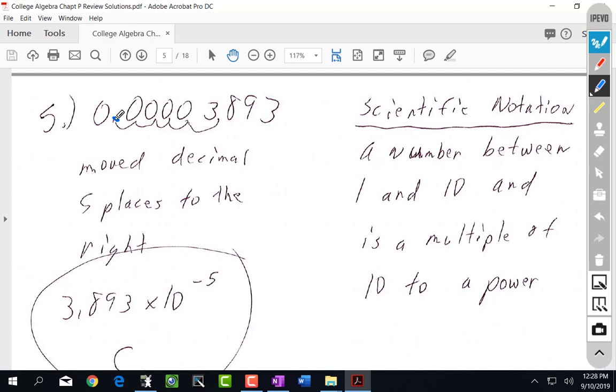So here's my decimal right now. I'm going to move it over 1, 2, 3, 4, 5 places. I'm moving it 5 places to the right. So this becomes 3.893. And then remember, this is a multiple of 10, so I put times 10, moved it how many spaces to the right? So I moved it 5 spaces to the right, so that'd be to the -5. So that answer is going to be C. So 3.893 times 10 to the -5.